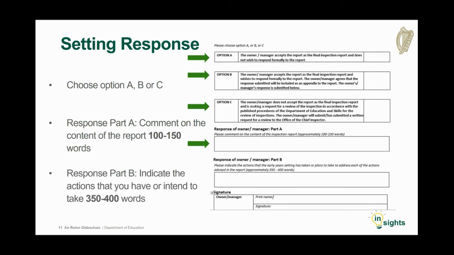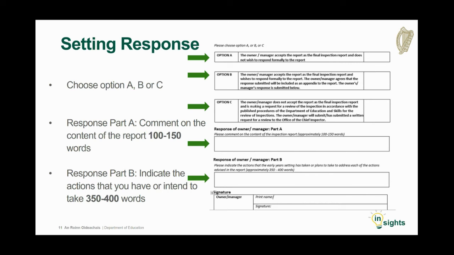Response Part B provides an opportunity for your setting to indicate what actions you have already taken or intend to take. We often see that settings include commentary in their setting response as to how they have engaged in self-review and reflection practices to implement an agreed plan of action to address the actions advised in their early years education inspection report. This can highlight your setting's pledge to quality improvement and help to reassure the public of your commitment to continually improving high-quality early learning and care experiences for children.